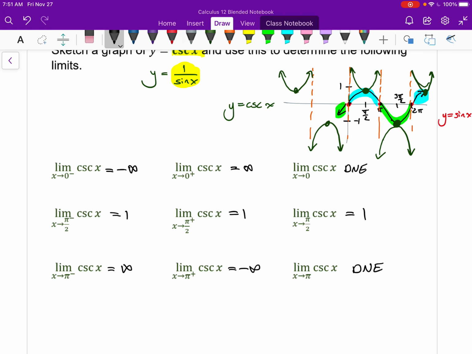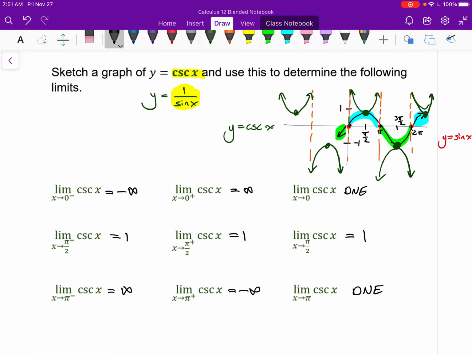So really, most of my work here was visualizing the basics of the graph of cosecant. And we should be able to do this for any of our reciprocal functions. Just get a basic graph.